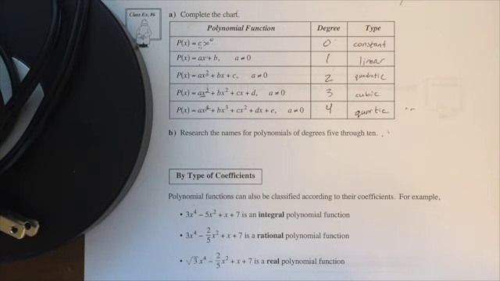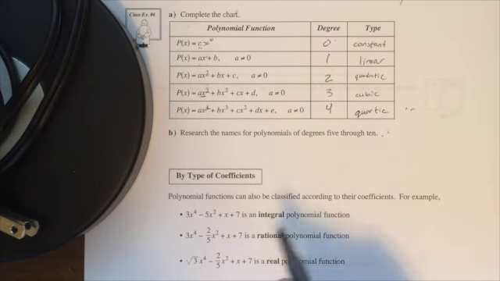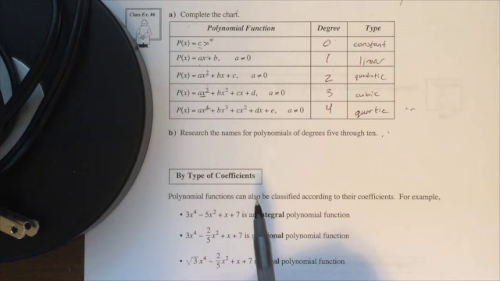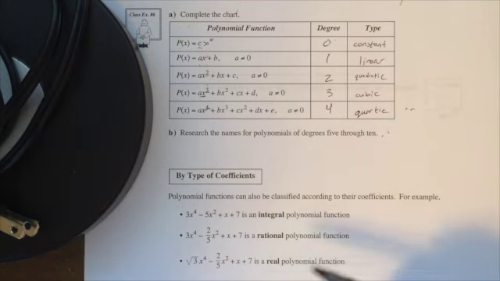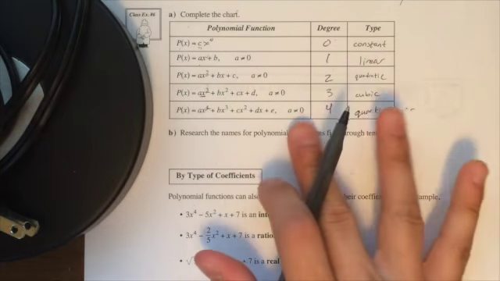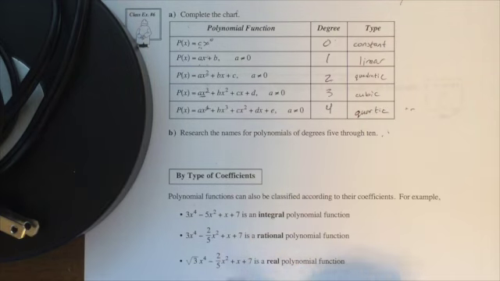Degree 6 is hexic or sextic. Degree 7 is septic or heptic, so it's kind of using French here. Degree 8, hopefully you know, is octic. Degree 9, nonic, and degree 10 would be decic. All right, but I'm not going to write those down. If you're wondering about spelling, I think you should go look those up.